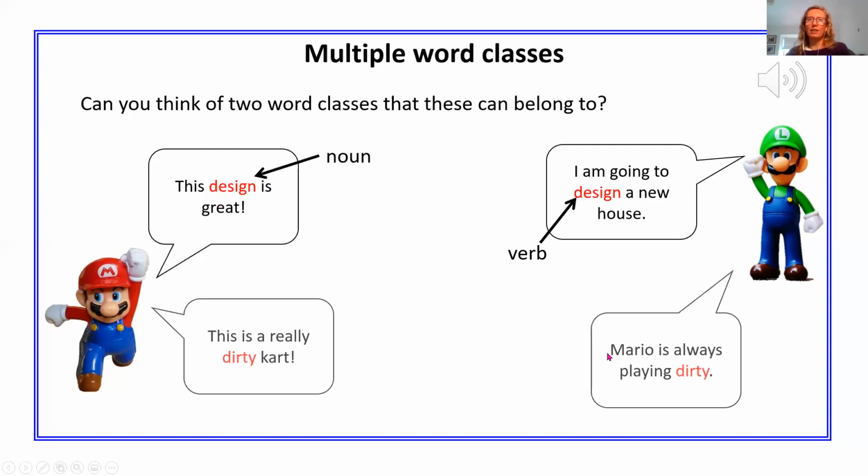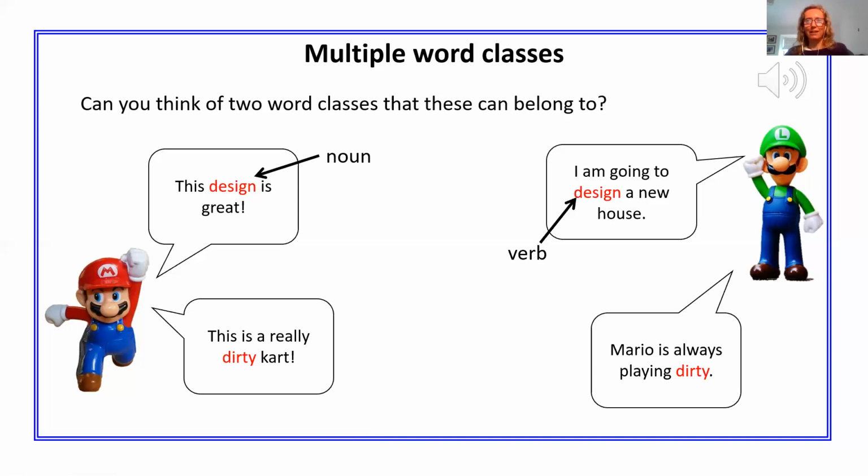Let's have a look at the next one. The next word is dirty. This is a really dirty cart. Mario is always playing dirty. So I'm going to give you a little clue. One is an adjective and one is an adverb. Okay, so stop the video and write down which is the adverb and which is the adjective.